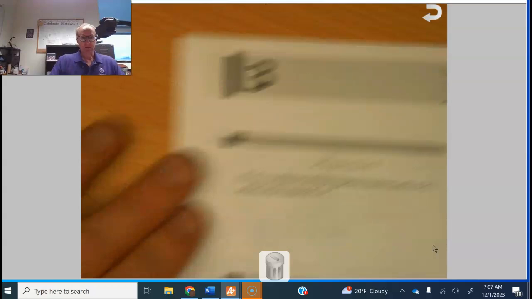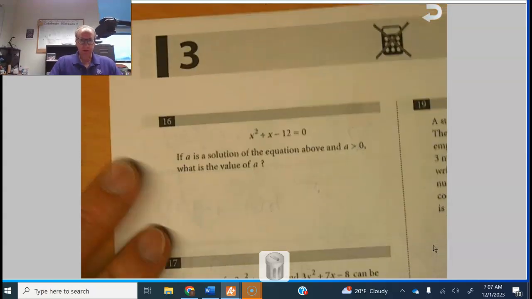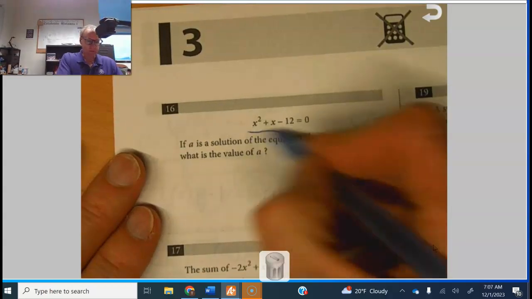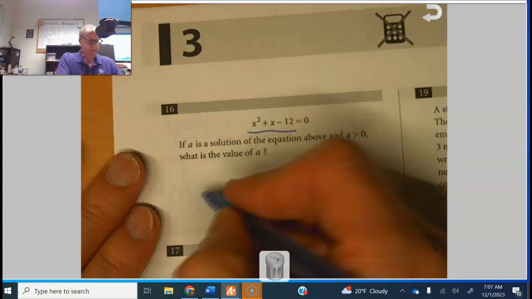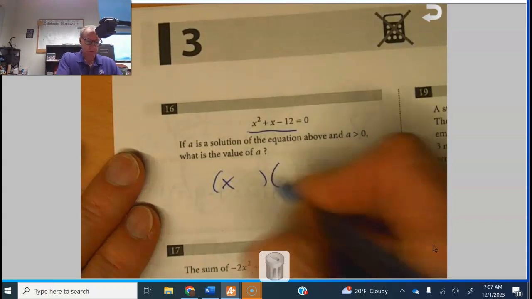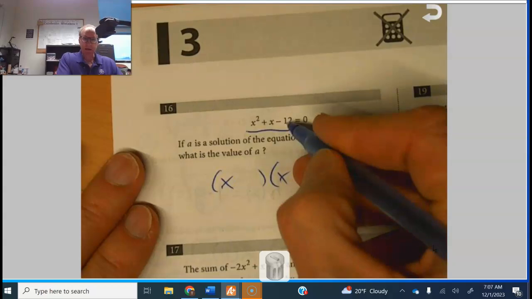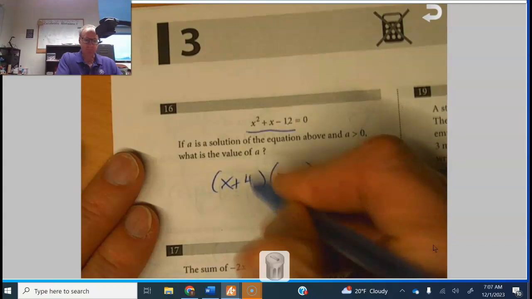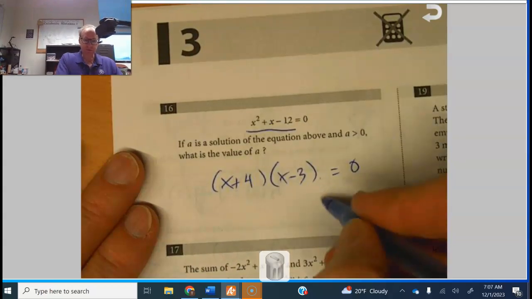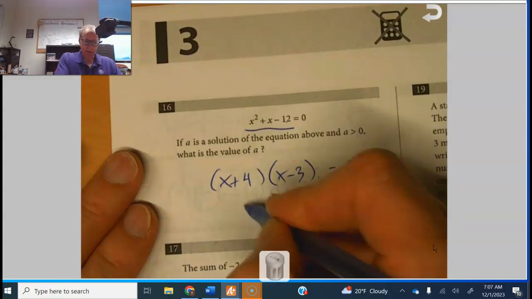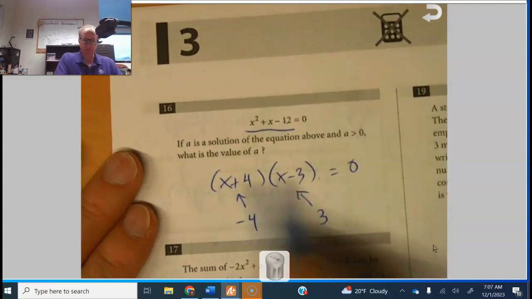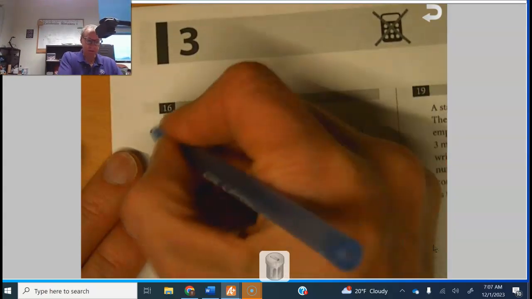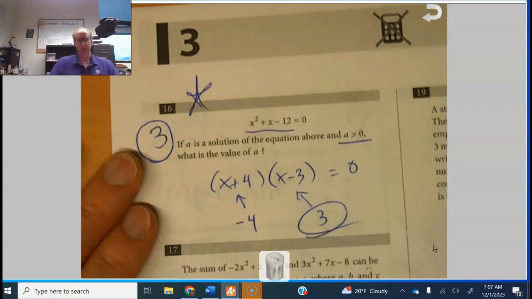All right. Now we're going to do some of our open-ended. It says A is the solution. Well, you should be able to factor this. We're going to factor it because it's equal to 0. It's going to be x, and I need a negative 12 when I multiply it, and I need a positive 1 when I add it. I'm talking about 4 and negative 3. I've got two solutions. 3 and negative 4 makes this true. And I want A to be greater than 0, so the answer is 3, and I'm absolutely sure.